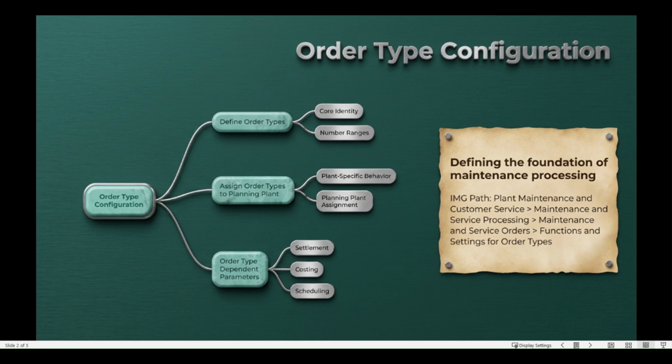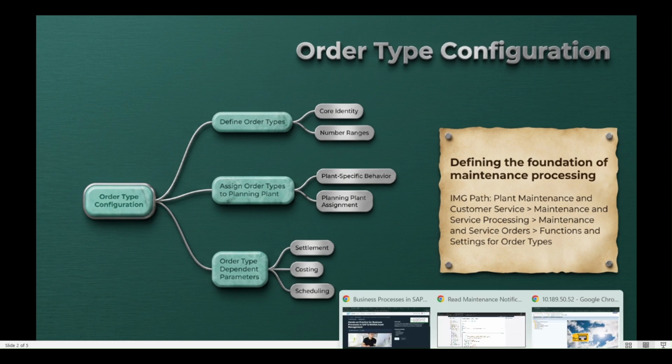Then the costing. In order to reflect the cost, like labor cost, material cost, external labor cost, external services cost, something like that, right? You need to configure the costing part as well, which is known as order type dependent parameters, and the scheduling. If you want to have forward or backward scheduling, then the scheduling comes into the picture. Okay, so let us jump to SAP and we'll see how this looks.